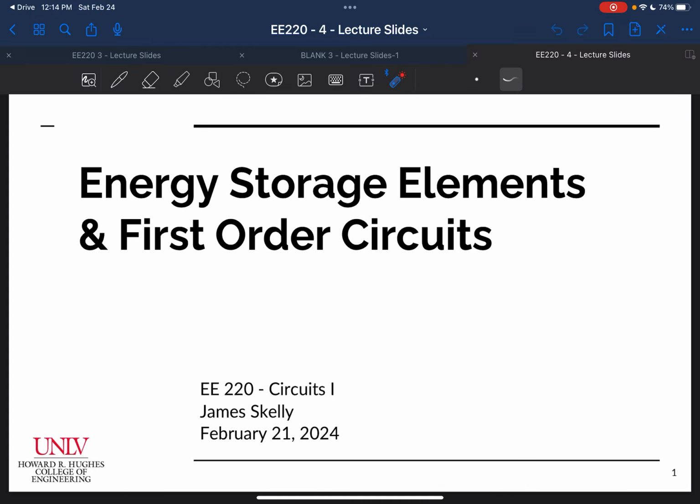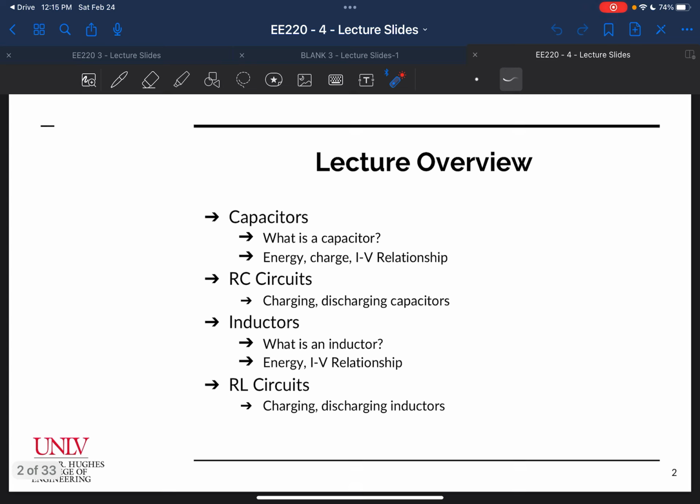By energy storage elements, what I mean is these elements that we're going to be looking at. We're going to be looking at some new components. We're going to be looking at two new types of components in this module. And let me just go right into the lecture overview and talk about what I mean by energy storage elements. So you can see there's two new components here that I'm introducing in this module.